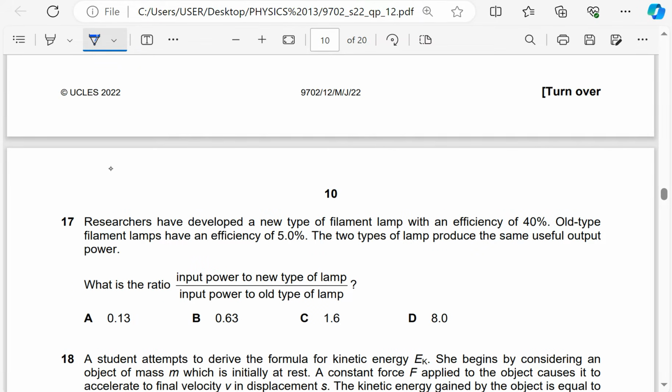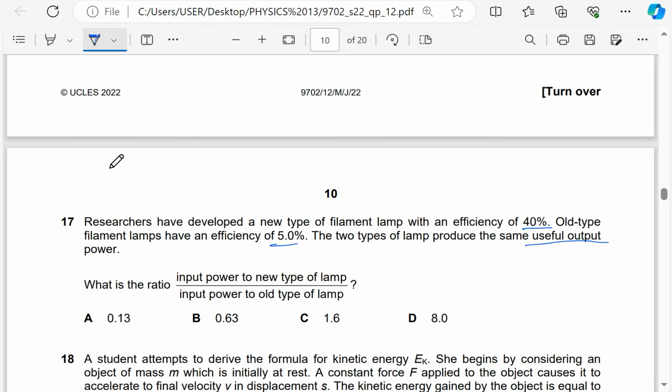Researchers have developed a new type of filament lamp with an efficiency of 40%. Remember, efficiency is power output over power input. The old type filament lamps have an efficiency of 5%. The two types of lamp produce the same useful output power. What's the ratio of the input power to the new type of lamp over input power to the old type of lamp?